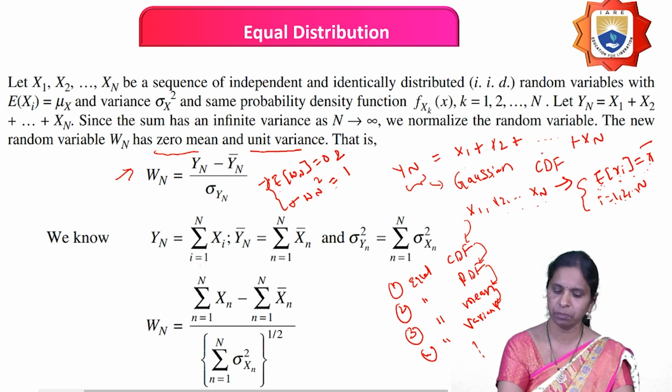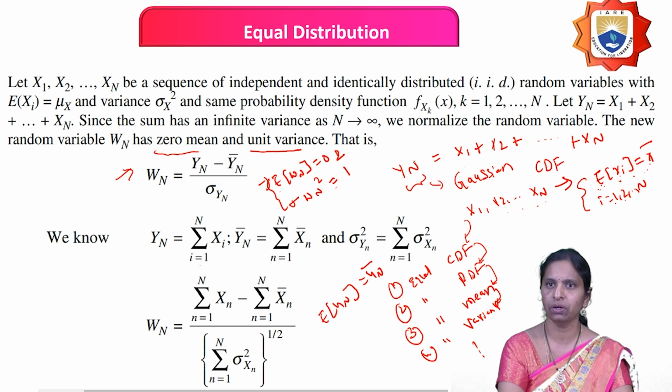And what is yn bar? Nothing but the mean of yn. Now, what is the mean of yn? Yn bar equals mean of x1 plus mean of x2 plus and so on mean of xn. Nothing but x1 bar plus x2 bar plus and so on xn bar. And how can I write this here? Sigma n equals 1 to n xn bar. And what is the xn bar value? That is a constant in the case of the equal distribution.